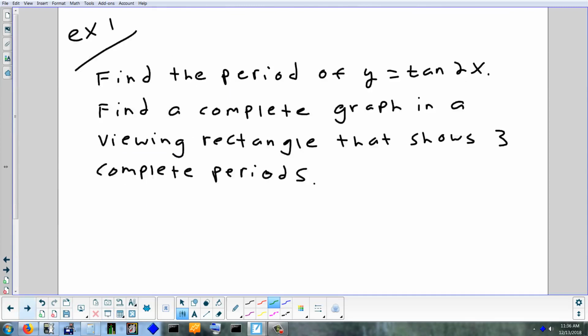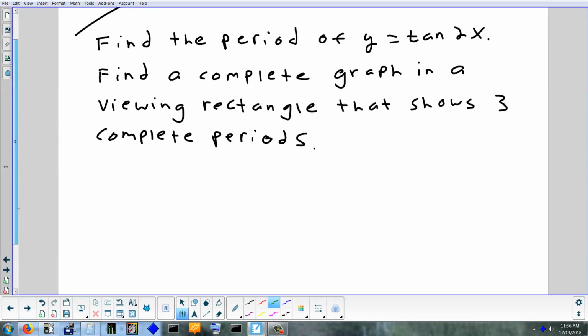So that's actually the one we're going to do. So let's find the period of tangent 2x. I kind of already did that. And then we're going to graph it on the calculator showing 3 full periods. Okay. When you're dealing with tangent, what's the formula to find the period?